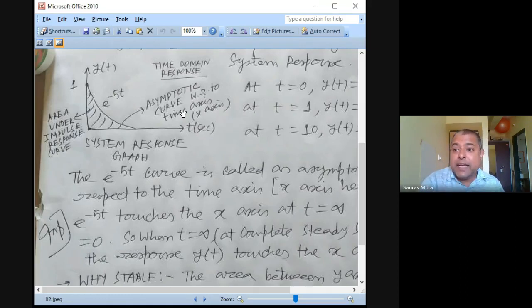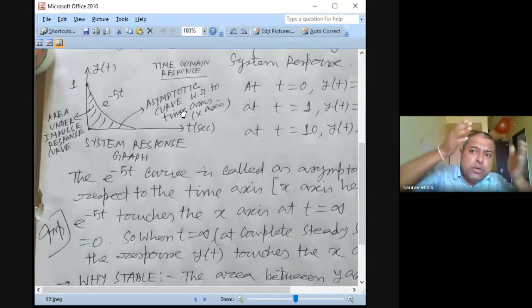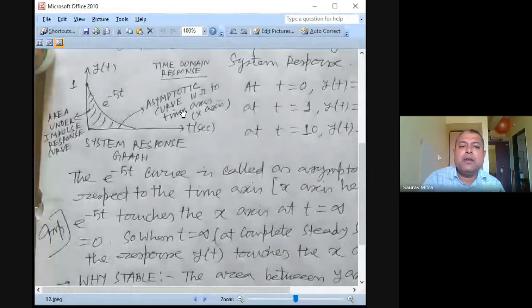Rail lines are not asymptotic because wherever you go, rail lines will always go in parallel. They might look asymptotic. If you are standing at some place and looking at the rail line, it seems that, far away, the two become one. But rail lines are never asymptotic in the actual field. But this graph e raised to minus at and the x-axis, they are asymptotic.